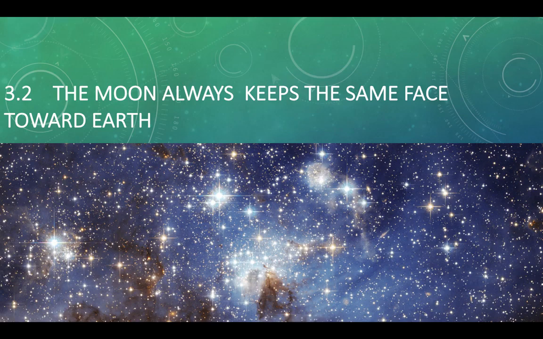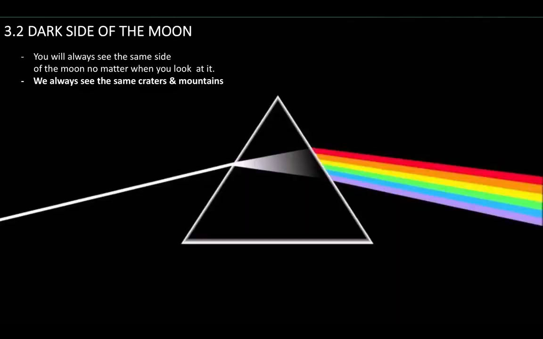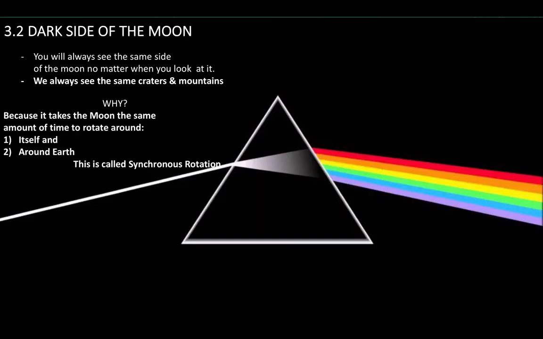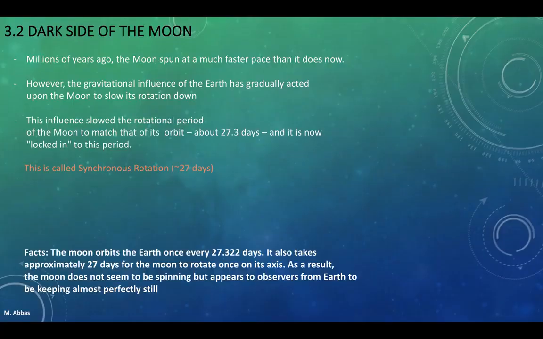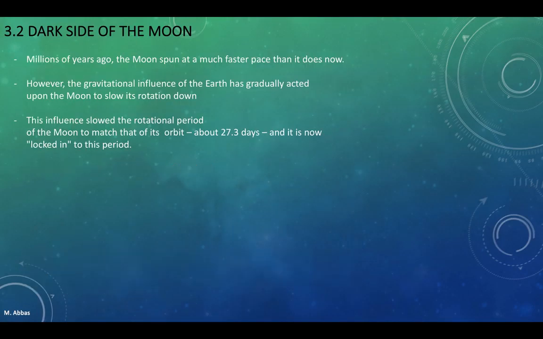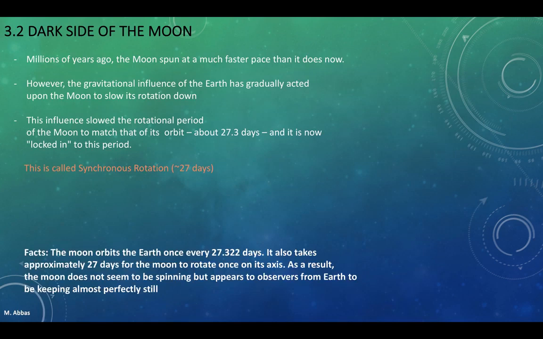Okay, so we have two or three more topics to discuss. One of them is the dark side of the moon. So here's the thing. The moon takes around 27 or 28 days to orbit around the Earth. And at the same time, the moon is orbiting around its own axis. It spins around its own axis.